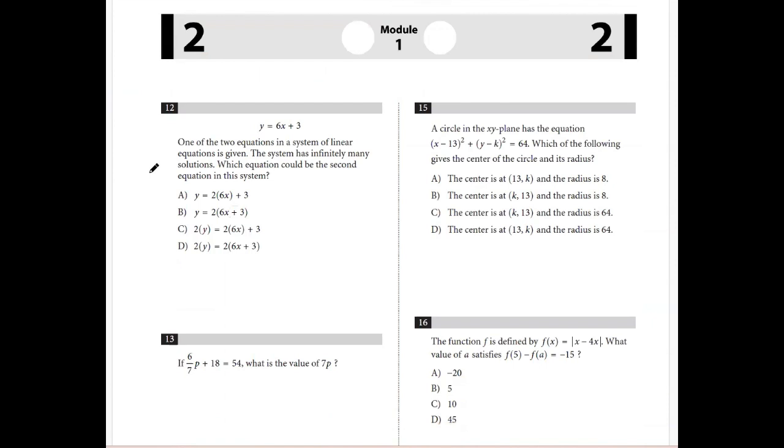Moving on to number 12, one of the two equations in a system of linear equations is given. The system has infinitely many solutions. Which equation could be the second equation of the system? Well, since there are infinitely many solutions, whatever value I put for x, the output of y should be the same for one of the following answer choices here. So if I see here for answer choice D, if I cancel out the 2 on both sides, it becomes y equals 6x plus 3. It's the same, right? So D, as in David, is the correct answer choice.